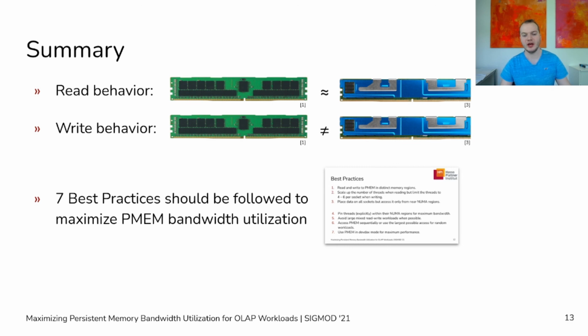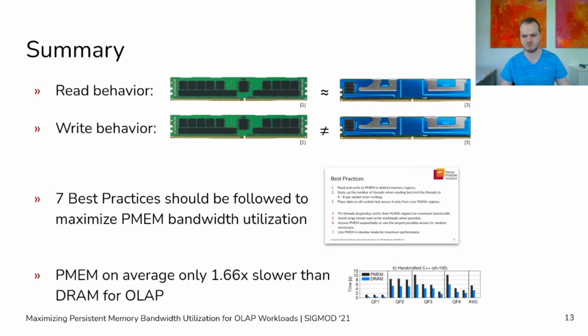Third, when following the 7 best practices we have presented on the last slide, we have seen that we can highly increase the bandwidth utilization on a multi-CPU NUMA OLAP system. As said in the beginning, we wanted to bring PMEM into an order of magnitude with DRAM. To measure this, we implemented the star schema benchmark and applied all our learnings. As a result, we get PMEM being only 1.66 times slower than DRAM when implementing the SSB.